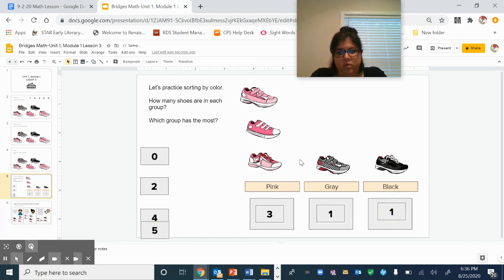So let's go through it one more time. How many pinks did we have? 3. How many grays did we have? 1. And how many blacks did we have? 1. So which group has the most shoes in it? Was it pink, gray, or black? Which number is the biggest here? 3, 1, or 1? Well, 3 is the biggest, right? So 3 has the most over here. So the pink shoes are the group that has the most.